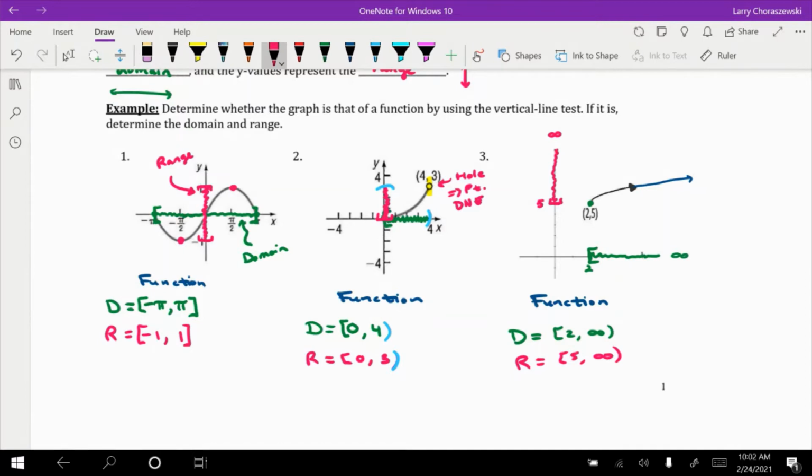Confirmation on this answer. You guys getting the same thing? All right, you guys are rock stars. Let's go ahead and take a 5-minute break. When we come back, we will do some interpretation of function notation using a graph. All right, so I'll see you then.